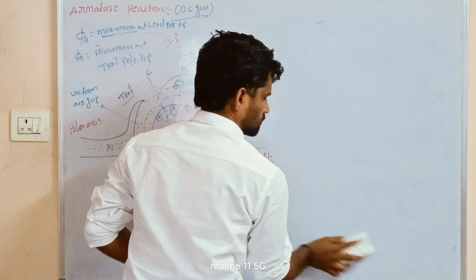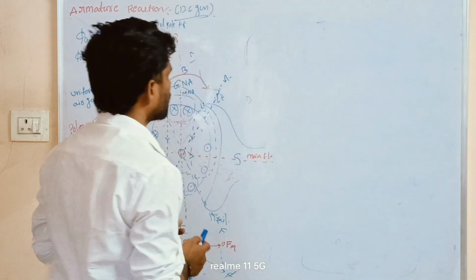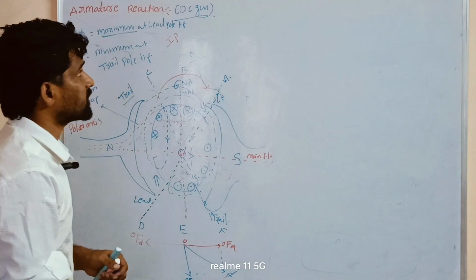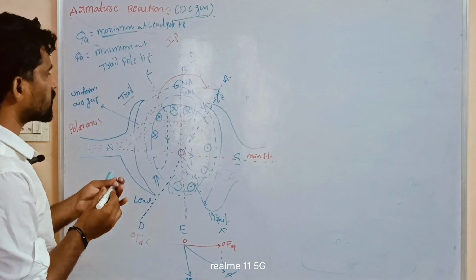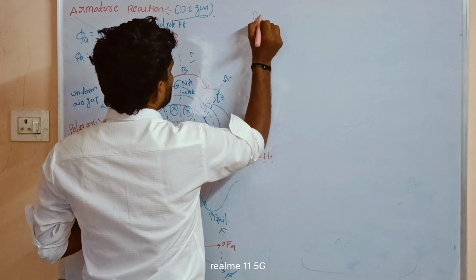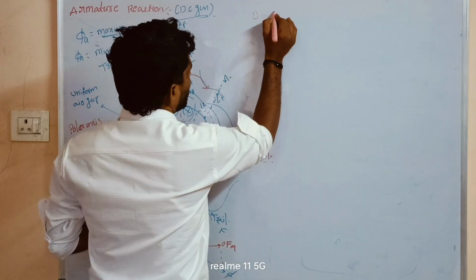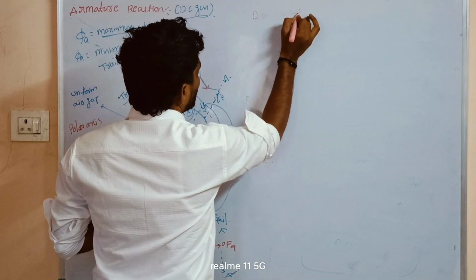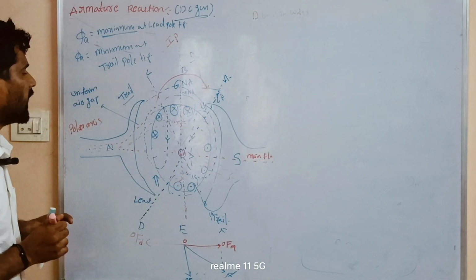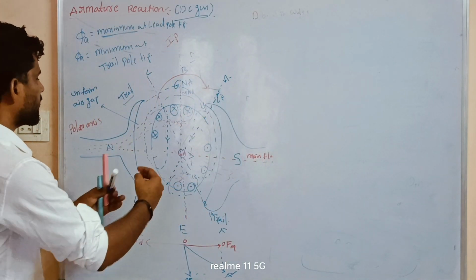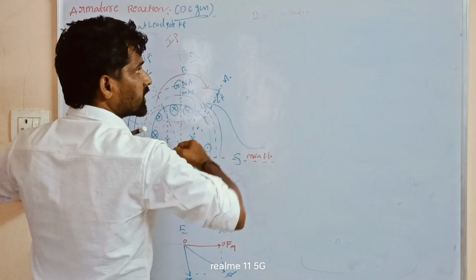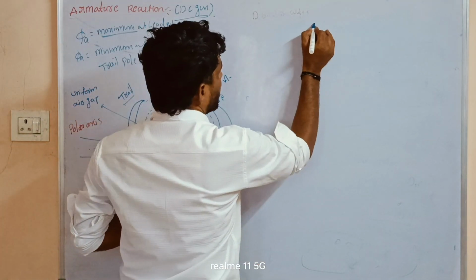First, we distribute the armature winding. Just only distribute the armature winding. Now let us distribute the armature winding. It is shifted in the horizontal direction.